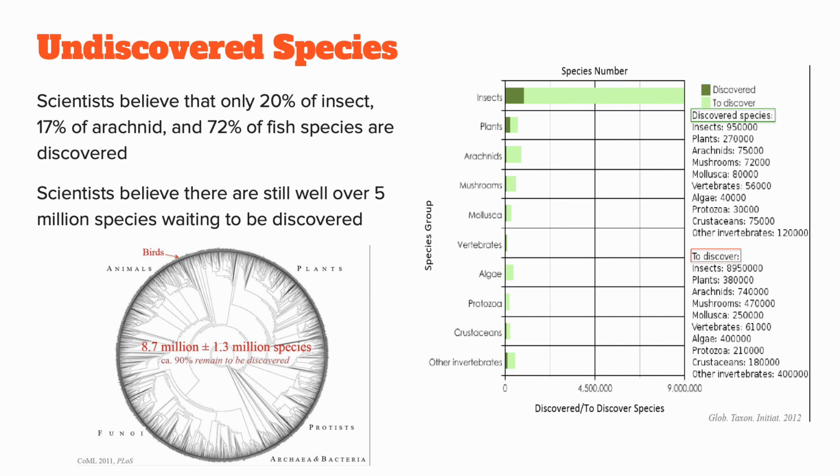To end on a more positive note, scientists predict that there are still many species to be discovered. For example, insects still have many millions of species to be discovered. By protecting biodiversity and the environment, we can maintain the beauty and stability of our natural world.